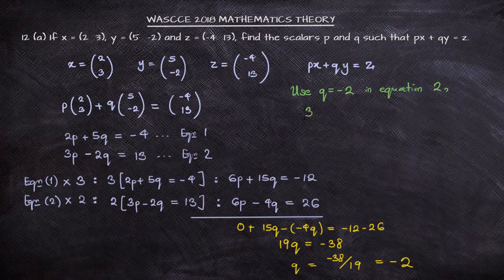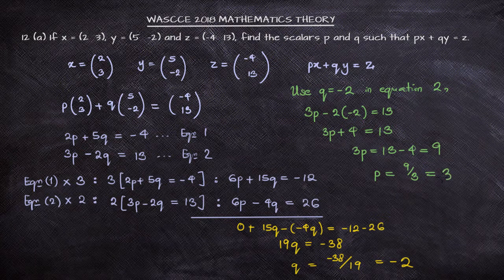So we are going to have 3p minus 2 into minus 2 is equal to 13. So 3p plus 4 is 13. So that 3p is 13 minus 4, which is 9. And p will be 9 divided by 3, and that is equal to 3. That is the value of p and q that we are asked to find.